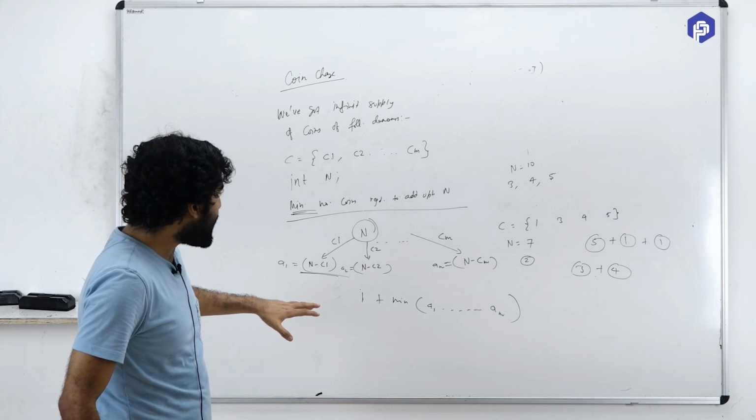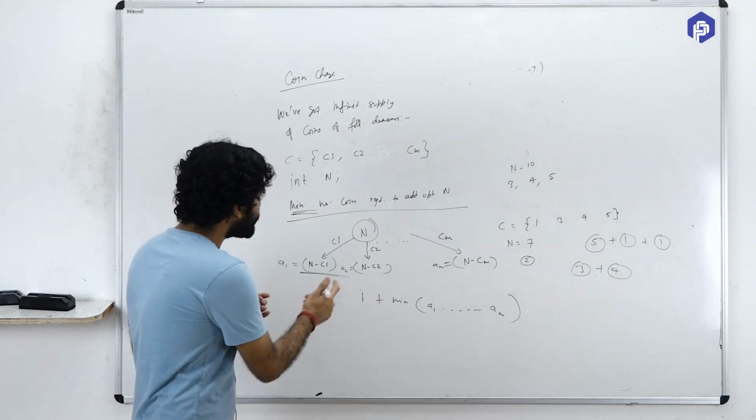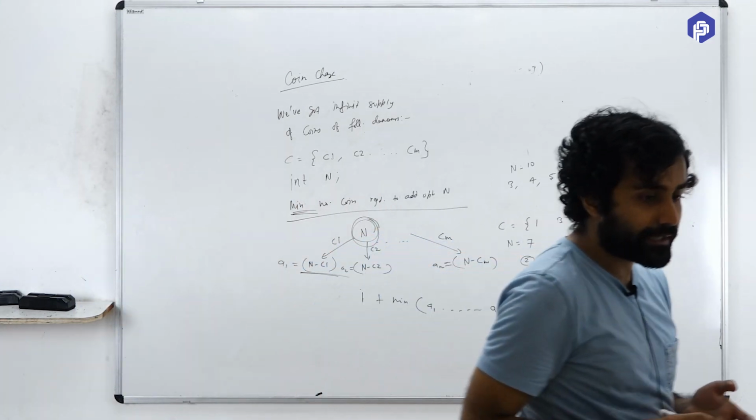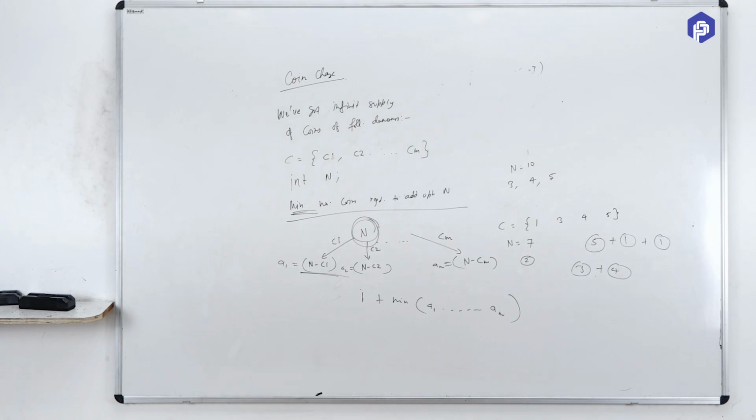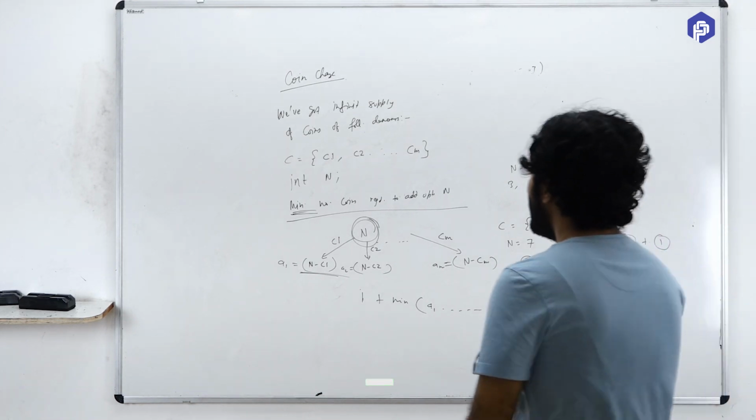So do you see how many transitions are happening over here from any state? What is the maximum number of transitions that can happen from any state? This is order m, right? Order m transitions are happening from any state.